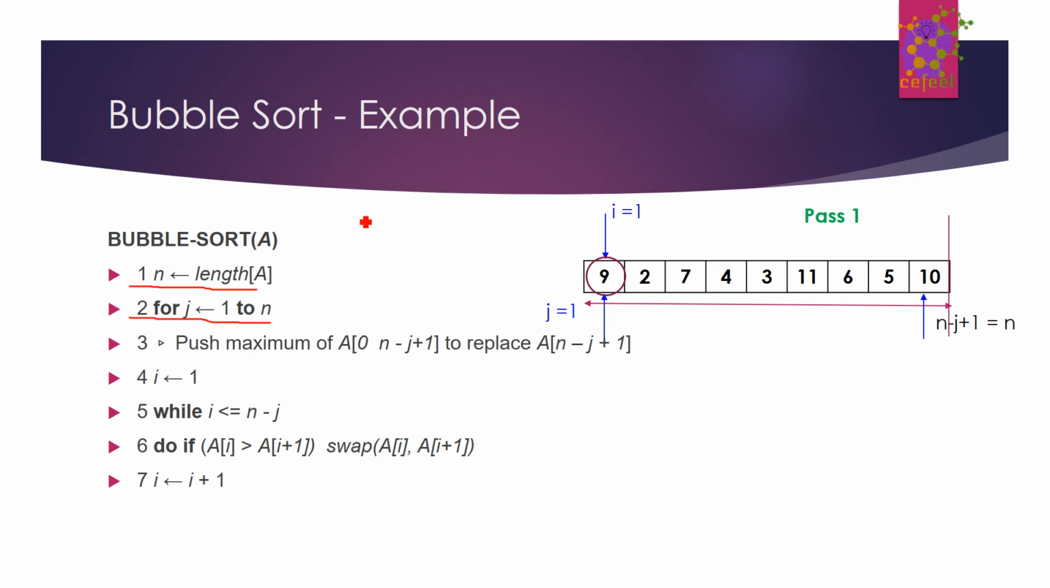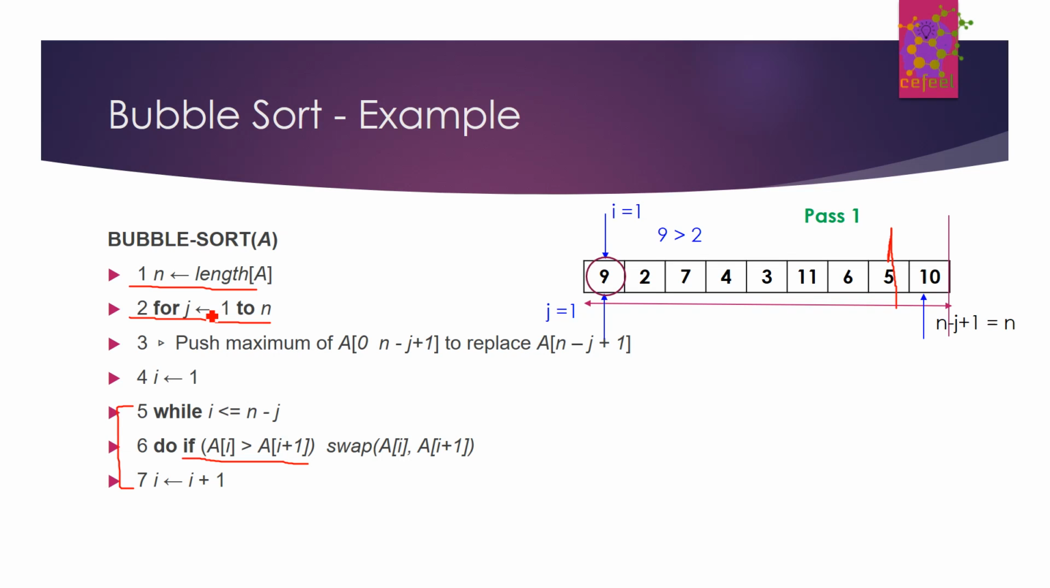So next is i equals 1. We are at step 4 now, where we assign i equals 1. And now let's go into the inner loop, which is steps 5 to 7. Now you can see the inner loop is i less than n minus j, which means i will start at 1 and end here. This point is n minus j in this case. And in step 6, if a[i] is greater than a[i plus 1], so a[i] in this case, i points to the first element, so a[i] is 9 and a[i plus 1] is 2.